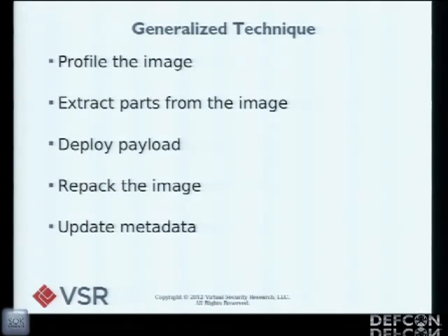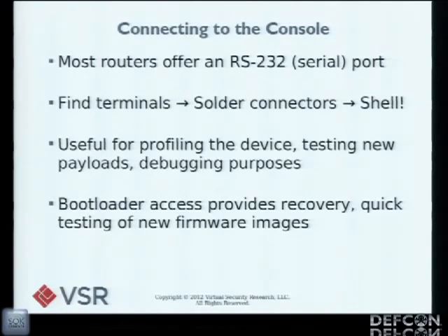The 5 points to Pwnage: profile the image, extract the parts from the image, deploy the payload, repack the image, and update the metadata, in that order. It seems fairly intuitive when you break it down like that. But going from zero to the end product, it took a lot of playing around, a lot of trial and error. And by following these steps, you can essentially use the same generalized technique and approach any firmware image, whether it's been already reverse engineered or not.